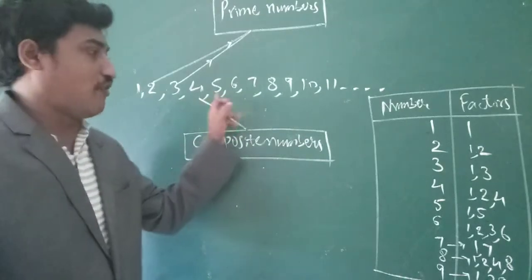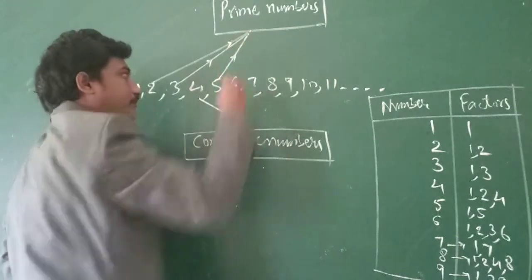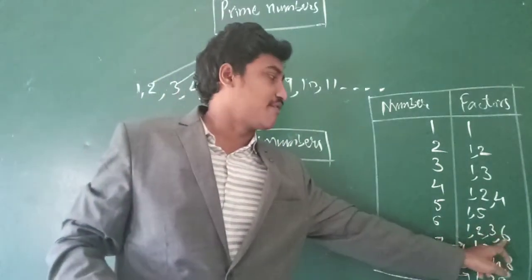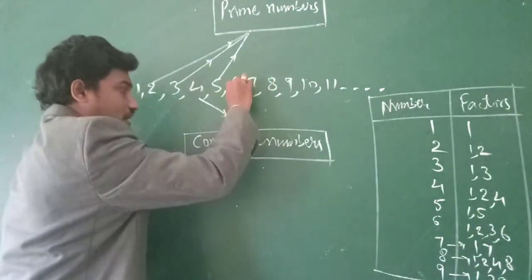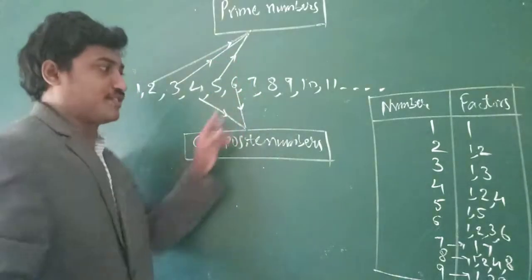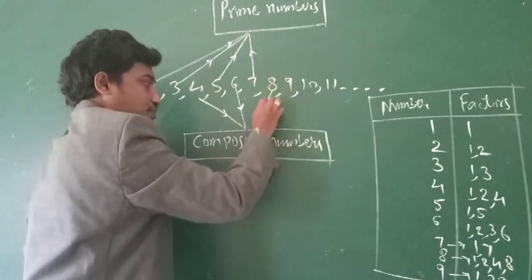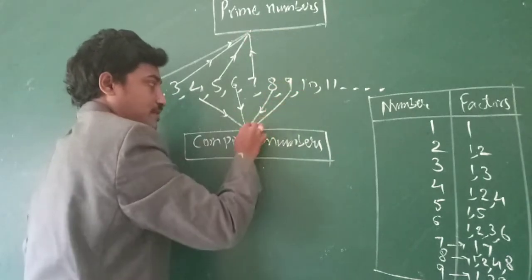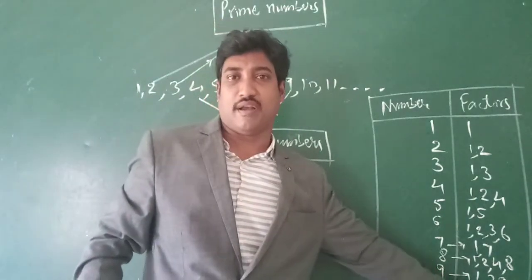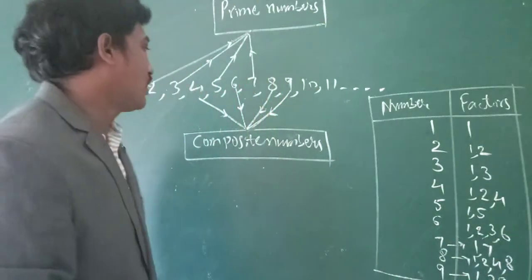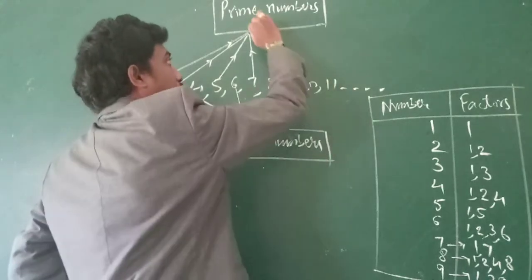Now 5 has only two factors, 1 and itself, so it is a prime number. 6 has not only 1 and itself, it has other factors, 2 and 3. So 6 is a composite number. Whereas 7 is a prime number. 8 is a composite number. 9 is a composite number, because 9 has not only 1 and 9, it has another factor, 3. 10 is a composite number, 11 is a prime number.